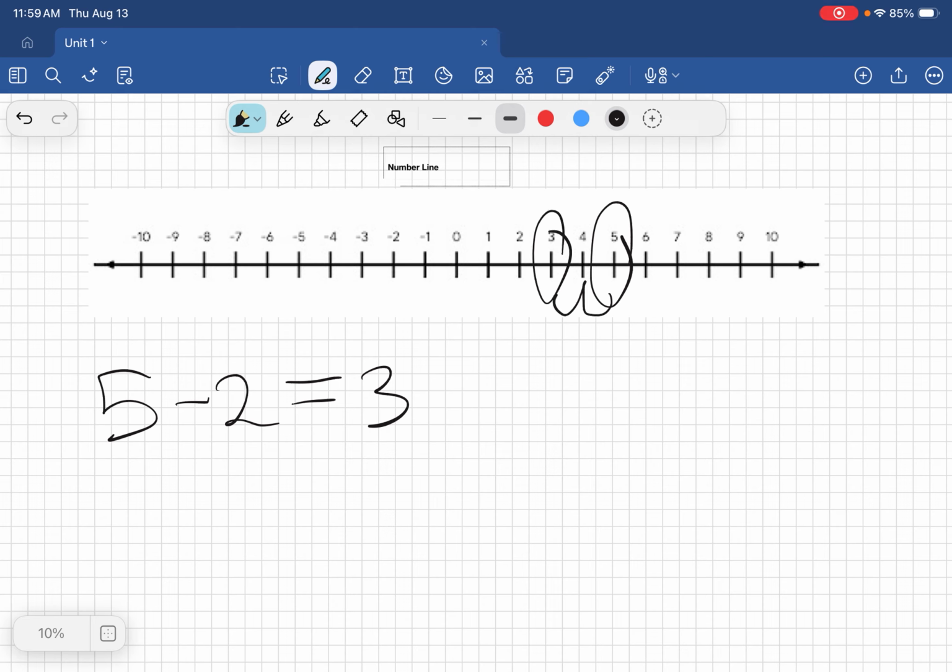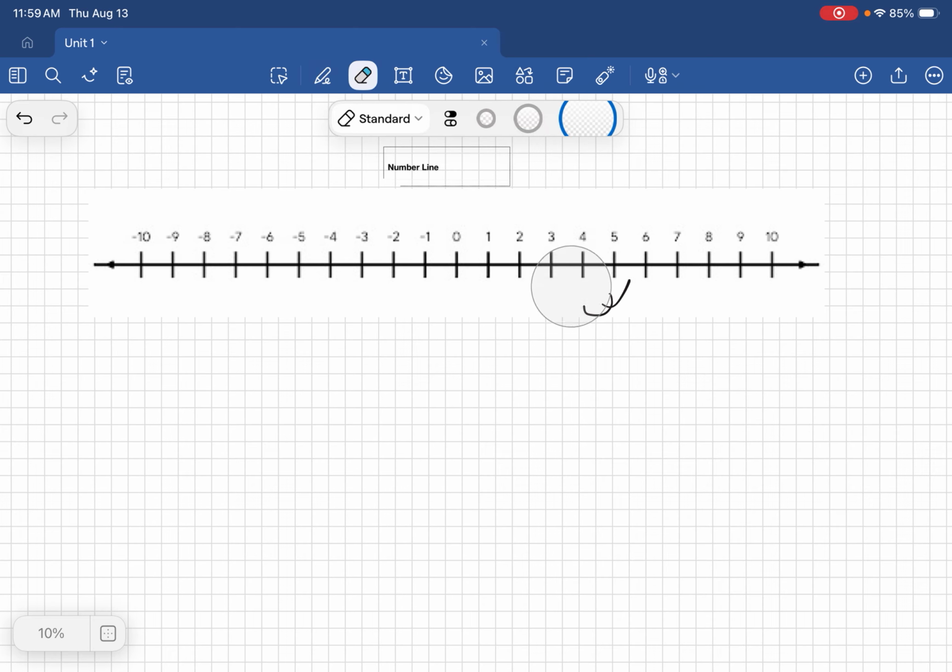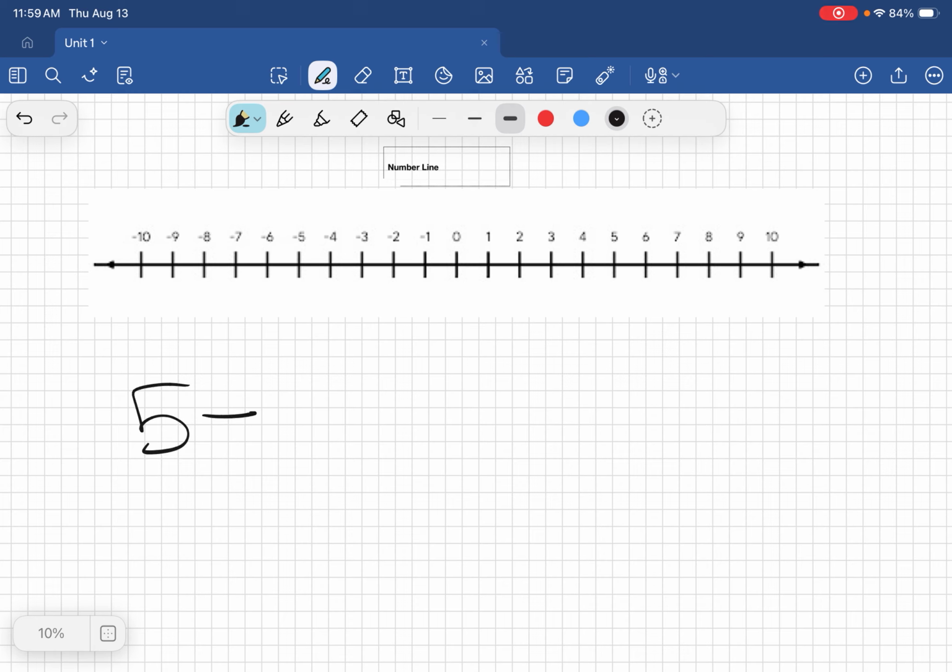That makes sense. But what happens when we subtract a negative number? That's where things get interesting. Let's write 5 minus negative 2. Let's look carefully at this problem. We're starting at 5, and we're subtracting negative 2.